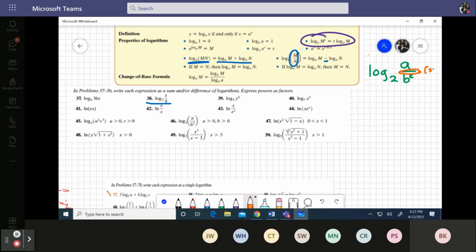Quotient, so I'm going to change it into a subtraction. Log base 2 of a minus log base 2 of b squared. Nothing really to simplify, but I can break that down to a 2 in front.